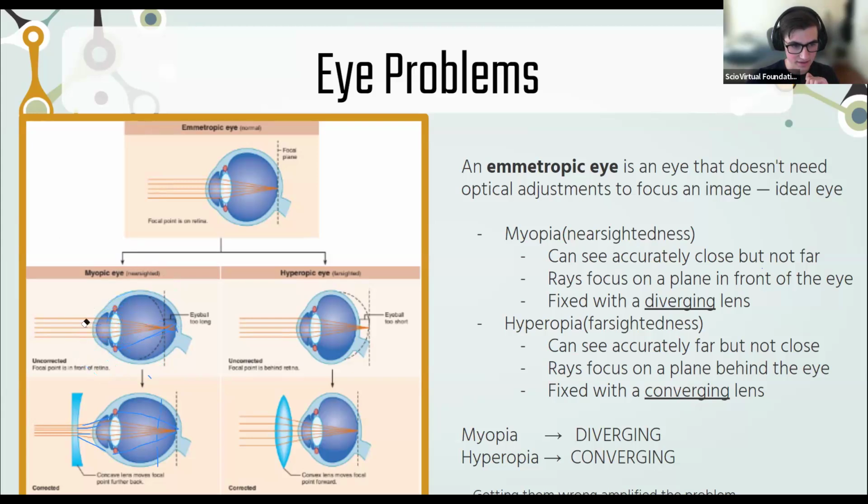But instead, when they're very far away, the rays will focus at the exact focal point of your combined lens system with your cornea and your lens, and that is going to be in front of the retina. That's why we have the problem with nearsightedness and why we call it nearsightedness. We can see when an object is close, but not when it's far. And that is always fixed with a diverging lens. I'm losing my words today.